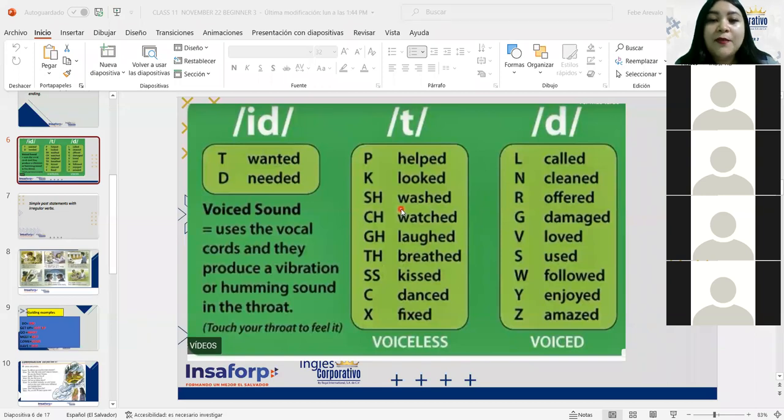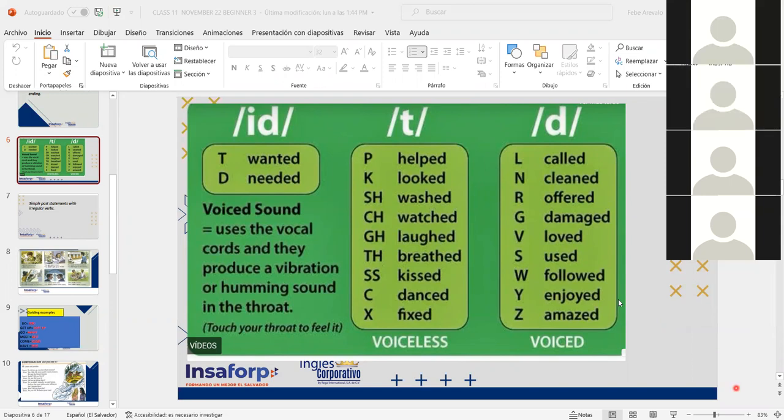Washed. Miren cómo relajo aquí la boca, right? Washed. Washed. Washed. Ya para esta me estreso. Washed. Washed. Ajá, ya, yeah, ya. Yeah. Okay. There you go. Excellent. Thank you. Somebody else.